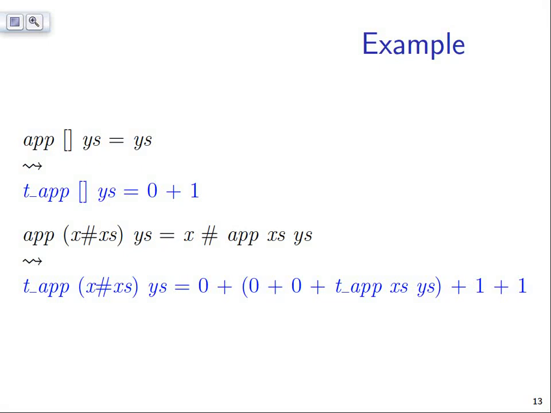So this 0 is for accessing the variable x. Then this cons causes 1. We assume that the cons constructor takes time 1. Then we have x's and y's, which take time 0 and 0. Then we have the time for actually computing the application here. So that's this time here. And then finally we have the plus 1 for the function call on the left-hand side.